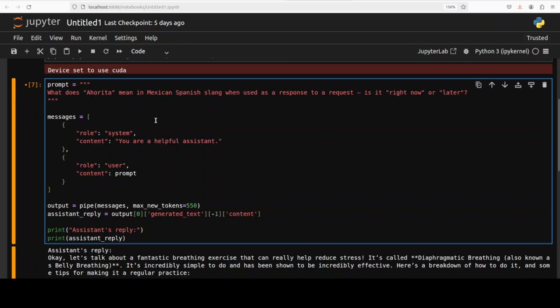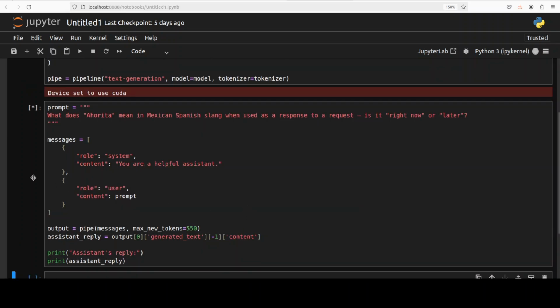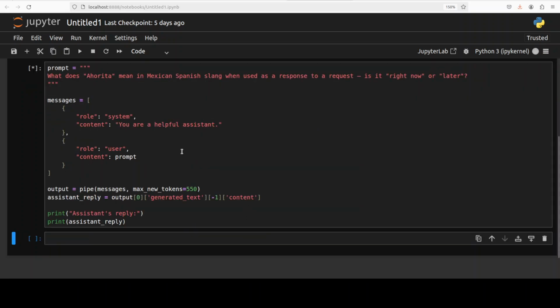Okay. Next up, I'm going to ask it a cultural question. So I'm asking it, what does ahorita mean in Mexican Spanish slang when used as a response to a request? Is it right now or later? If you are from that culture, you know that it is quite confusing at times.